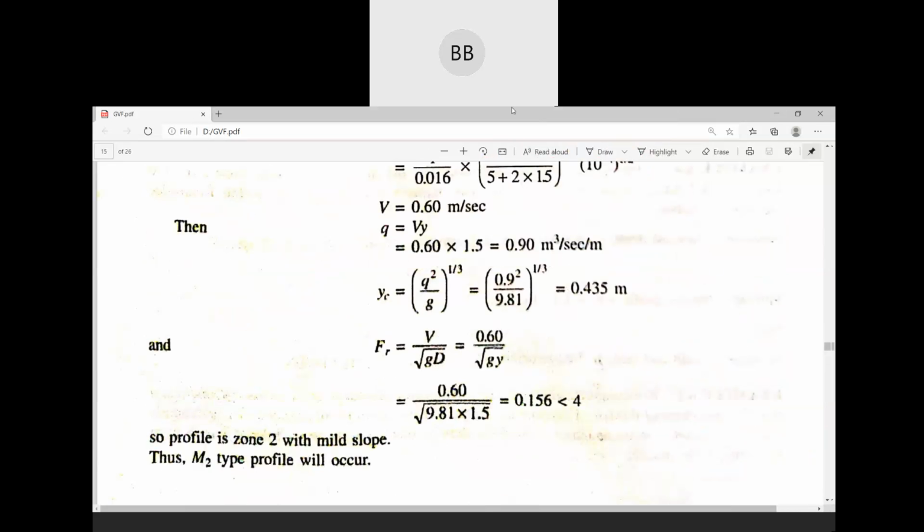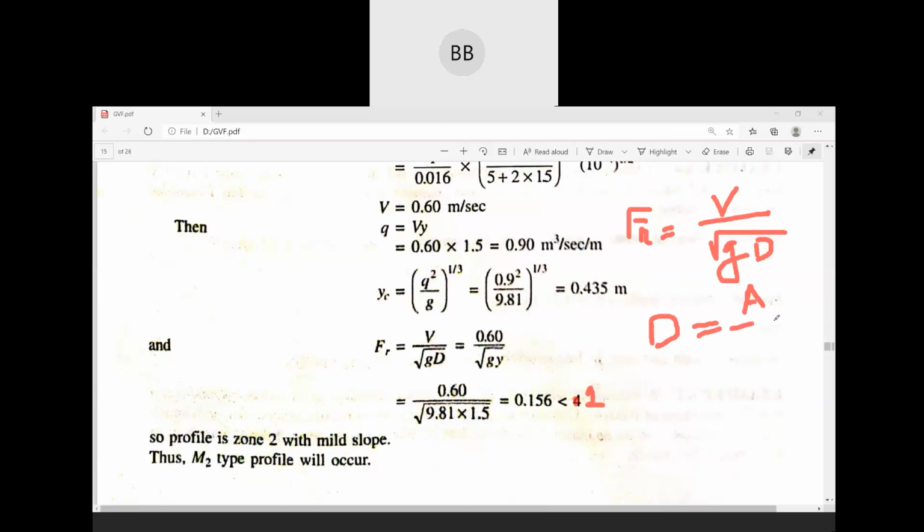Okay, this will be 1. So we need to find out the FR value. FR is nothing but your Froude number, that is V by root over GD. D is the hydraulic depth, that is nothing but area by top width.